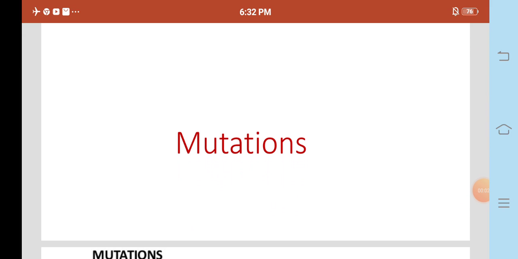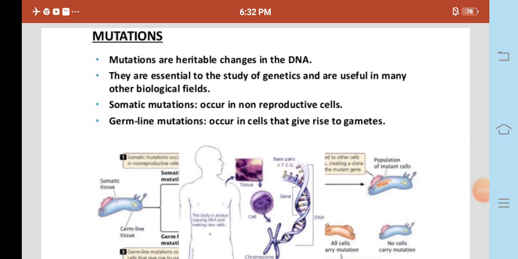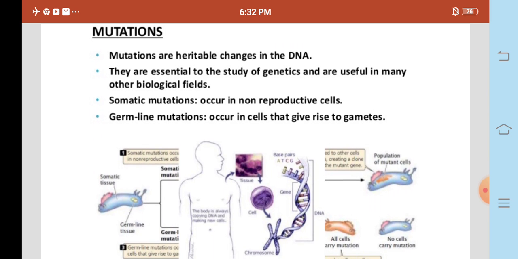Today we are going to discuss mutations. We are discussing two types of mutations. First one is spontaneous mutations and second one is induced mutations. First we are going to discuss spontaneous mutations. Spontaneous means sudden change, sudden mutations, sudden changes.